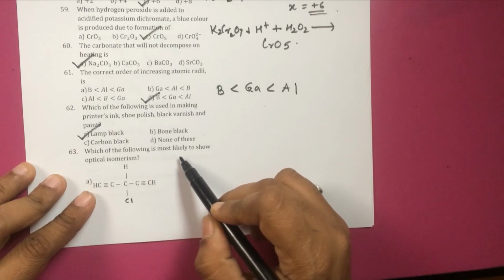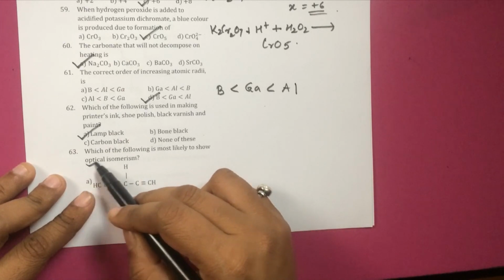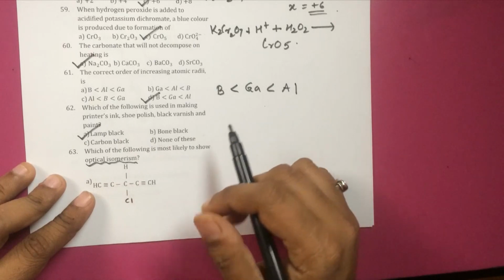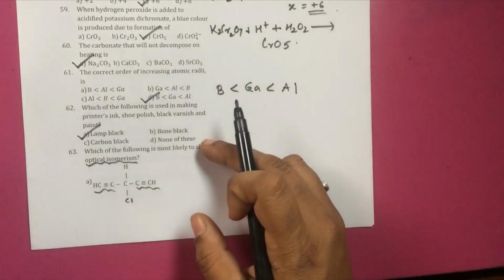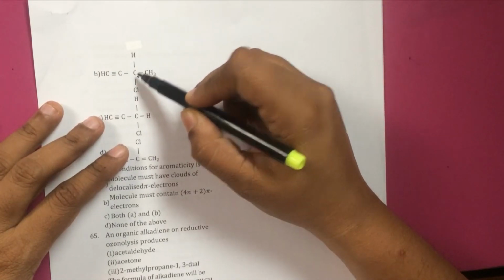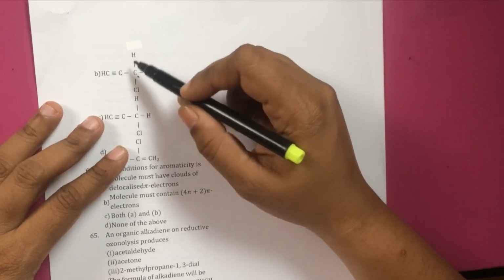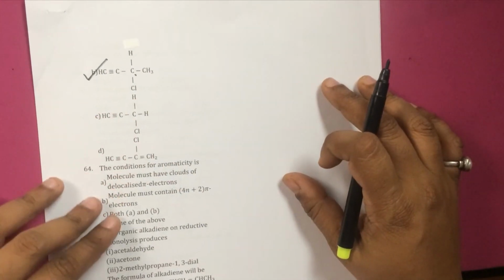Which of the following is not likely to show optical isomerism? To show optical isomerism, there should be an asymmetric carbon atom. In the first case, the two sides are the same, so it is not a chiral carbon atom. Option B contains a chiral carbon atom, in which this carbon is attached to 4 different atoms and groups. Therefore, it can show optical isomerism.